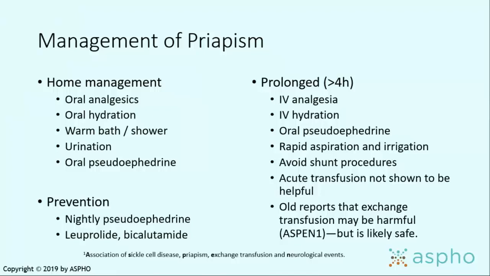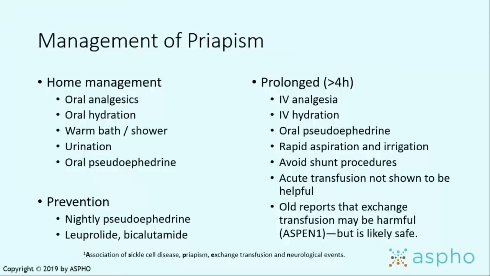Priapism. So priapism is one of the complications of sickle cell disease that very few people like to talk about. The teenagers especially don't like to talk about it, but it is a problem, and so we do try to raise their awareness of it. Home management is usually oral analgesics, oral hydration, warm bath. A lot of my late teen, young adult boys talk about they just go exercise. I go do a couple push-ups. I kind of run around the house, and that seems to help prevent or resolve their episode of priapism.